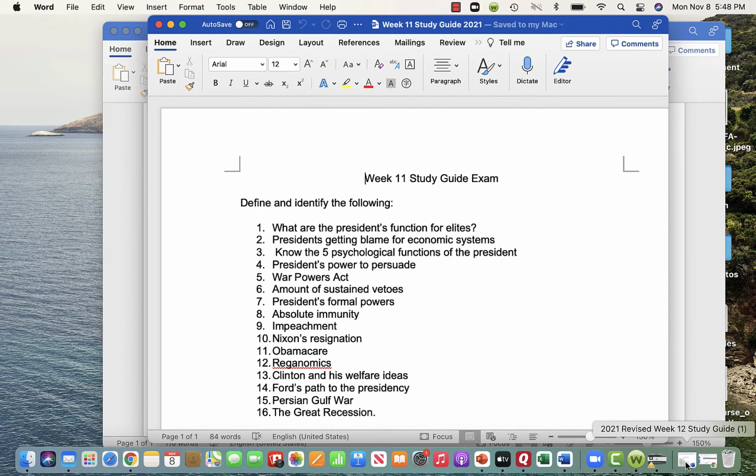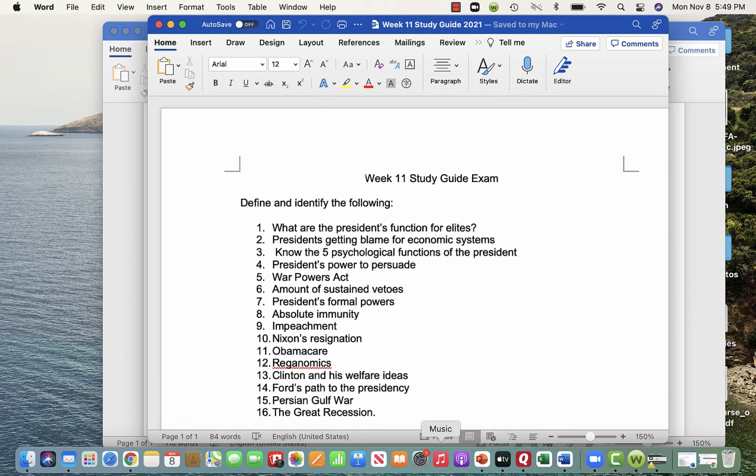Know that Richard Nixon was forced from office because he committed a crime. He resigned. Know what Obamacare is, the Patient Protection and Affordable Health Care Act, which sets up a single-payer national health care system. And in a sense, it also kind of requires all states to provide health insurance.